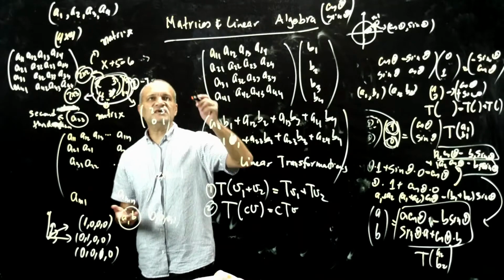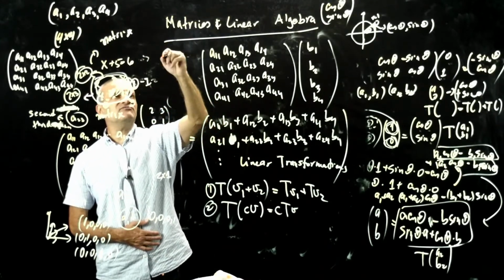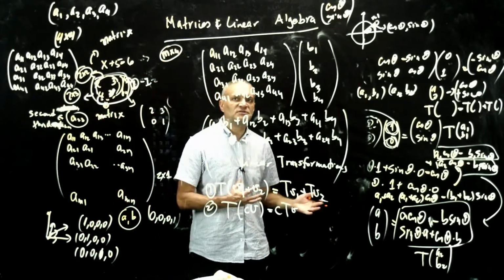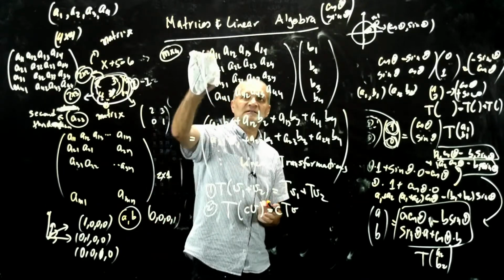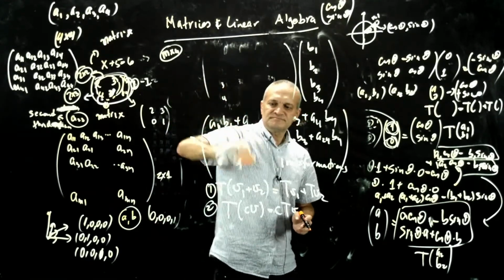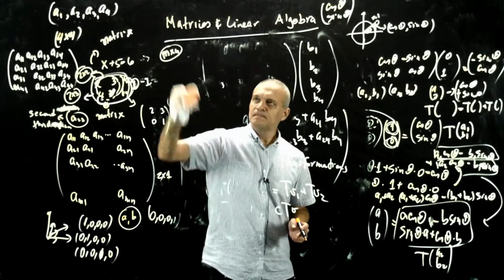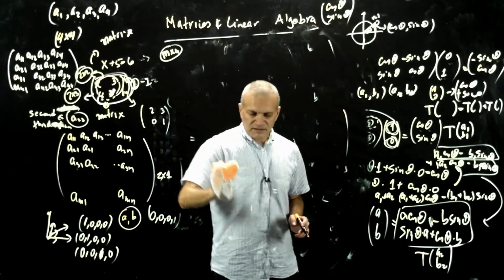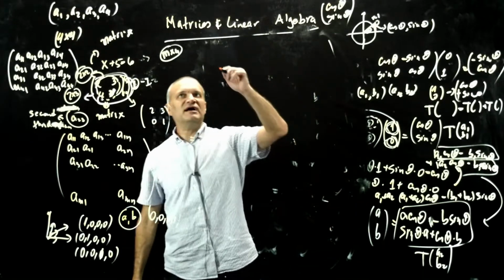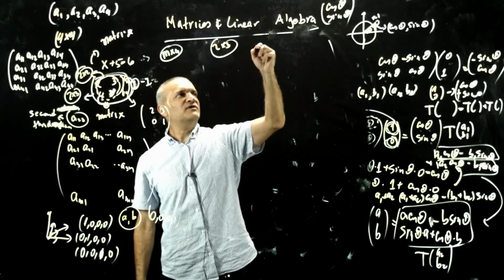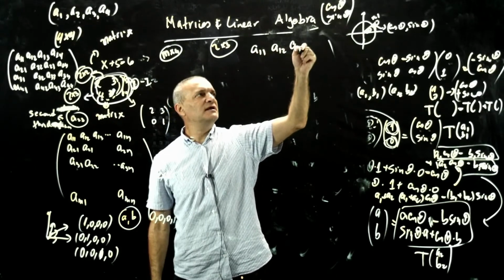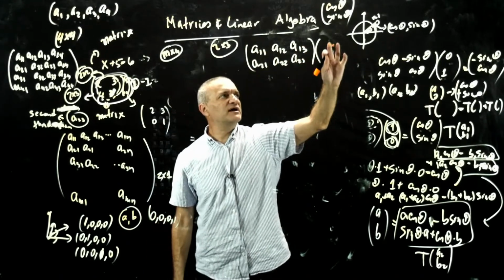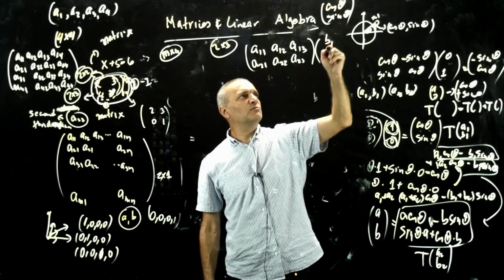Now, what do we have here? If you have, let's say, an m by n matrix, what kind of transformation does it represent, from what space to what space? Okay, so let's think about this a little bit. Let's look at an example. Say we have a 2 by 3 matrix: A11, A12, A13, and A21, A22, A23, and now you want to multiply it by a three-dimensional vector, let's say B1, B2, B3.